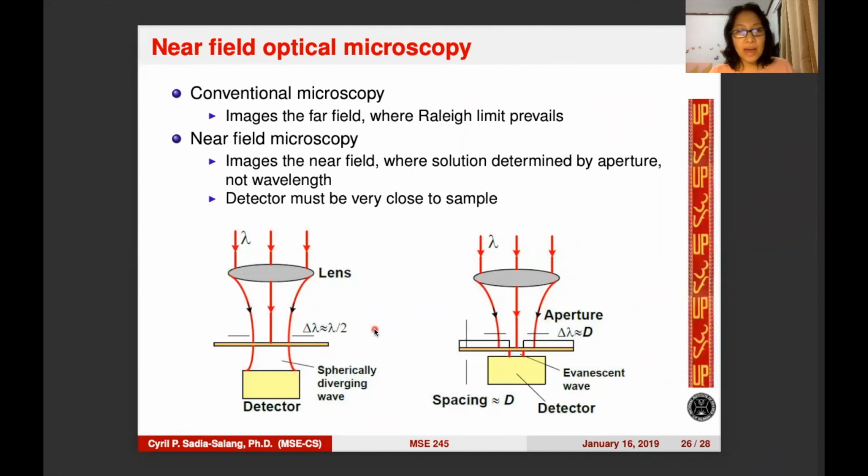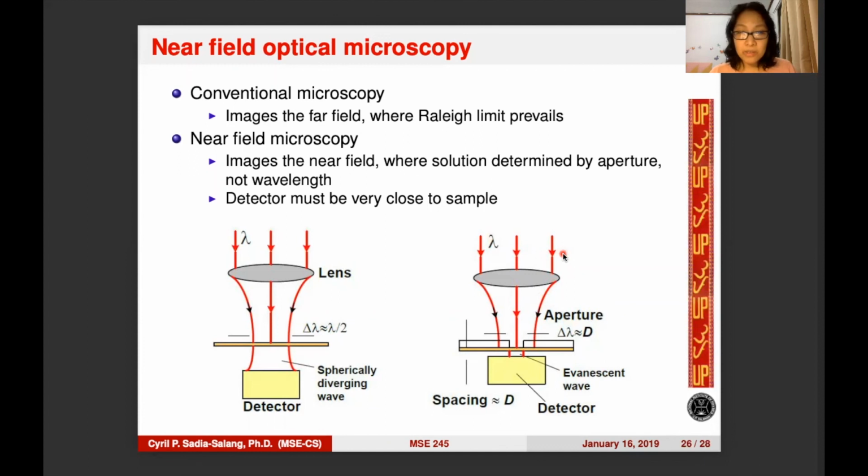On the left, we have a figure describing the conventional microscopy. So light beams are diffracted by the lens, and this is the resulting spot diameter, the spot size, delta x, which is dictated by the diffraction limit. So here it's lambda over 2. And then let's go to the figure on the right.